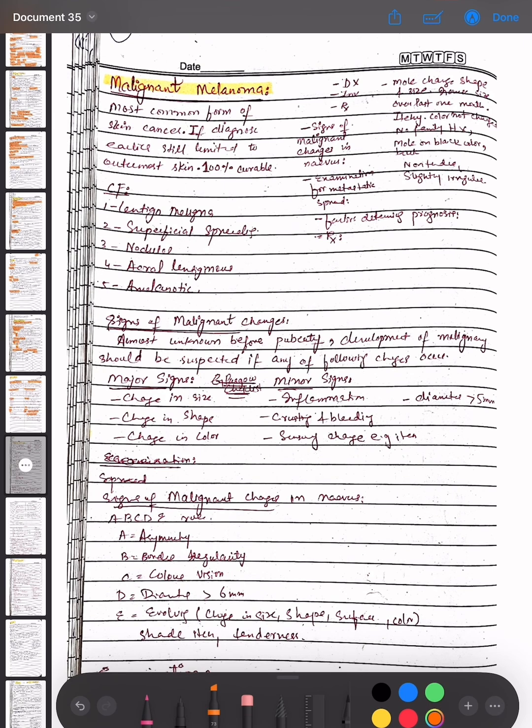Okay, now coming towards the malignant melanoma. What is the diagnosis? What are the investigations? What are the treatment options? What are the signs of malignant changes in naevus? And what are the examinations for metastatic spread? What are the factors determining prognosis? And what are the treatment options?